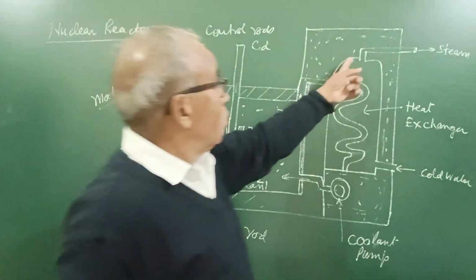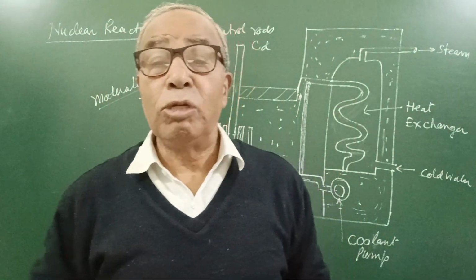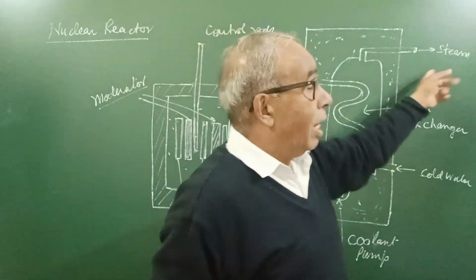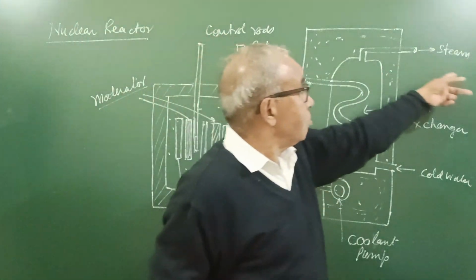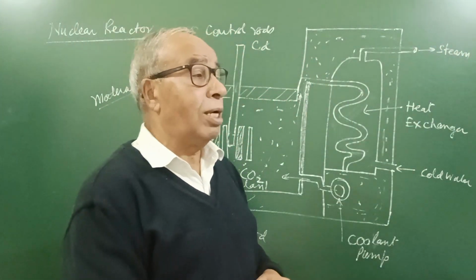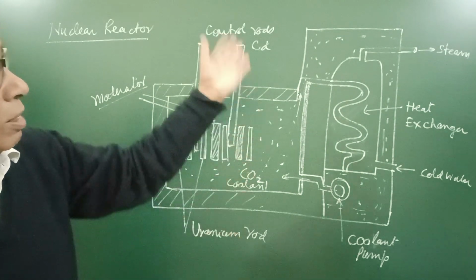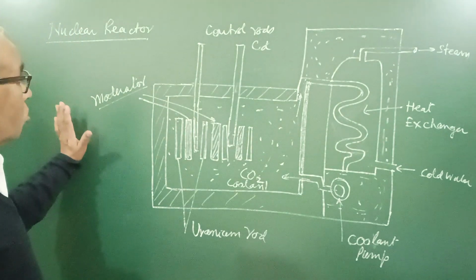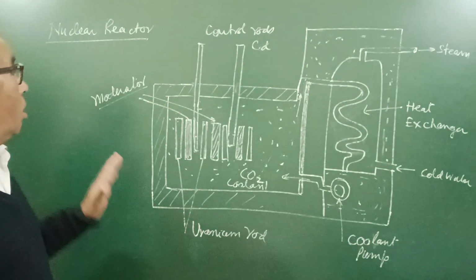So steam is used to run the steam engine which rotates the turbine or generator. Like railway engine was initially heat engine, steam engine. So steam is passed through the engine, our engine works, and that rotates our generator. So this is the rough sketch of a reactor.